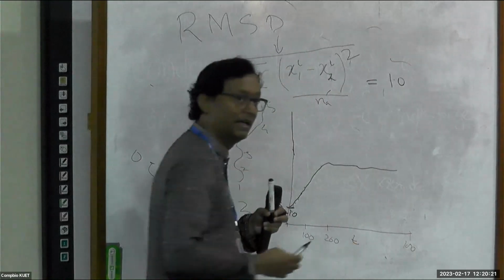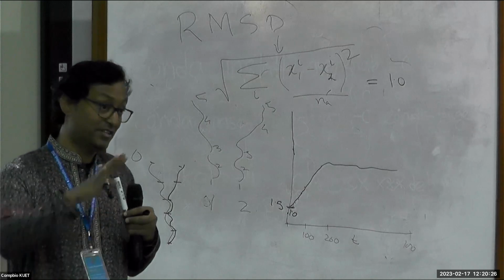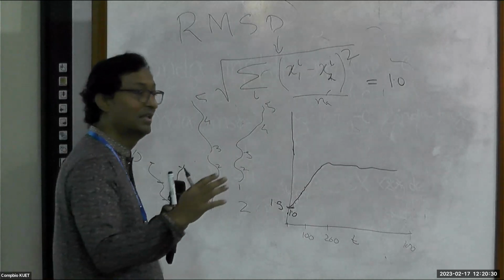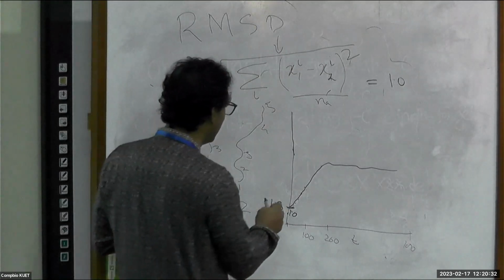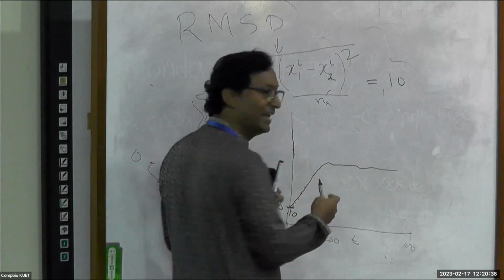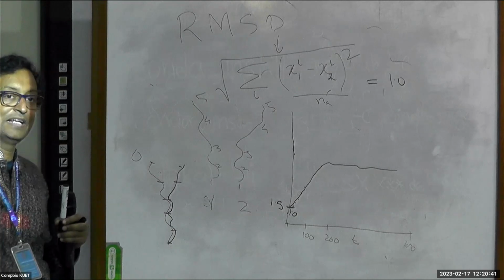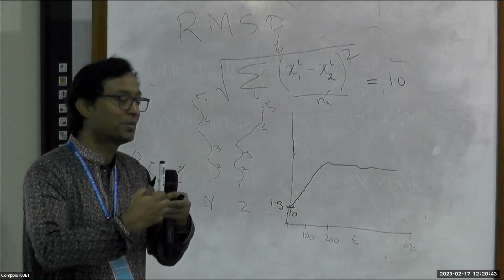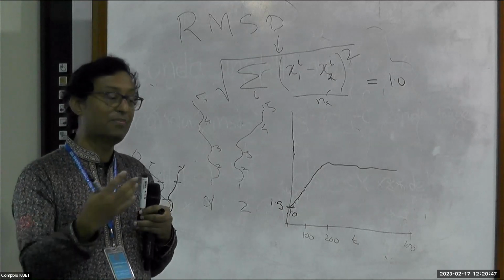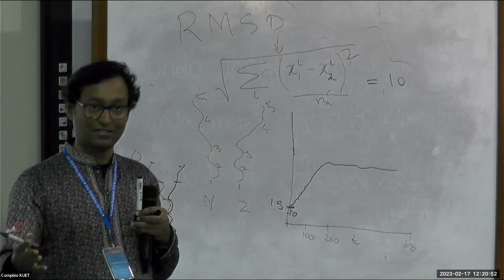Okay. And when it plateaus, that's the first indication that your system has equilibrated. Now, if it plateaus around 5, 6, 7 angstrom, that's fine. But if it goes around 10, 12 angstrom, that means your protein has moved away from your starting conformation. Now, it can happen for 2 reasons. It can happen for a biological reason, or it can happen because something was not right in your simulation.